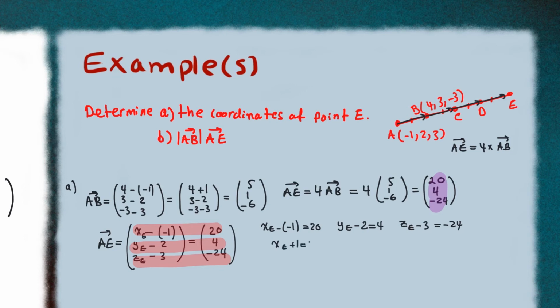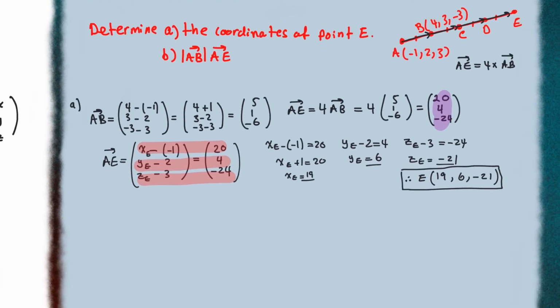We will then solve for all the components. We will get the x component of E equals 19, the y component is equal to 6, and the z component is equal to -21, and we can write our final answer as a point with its proper coordinates.